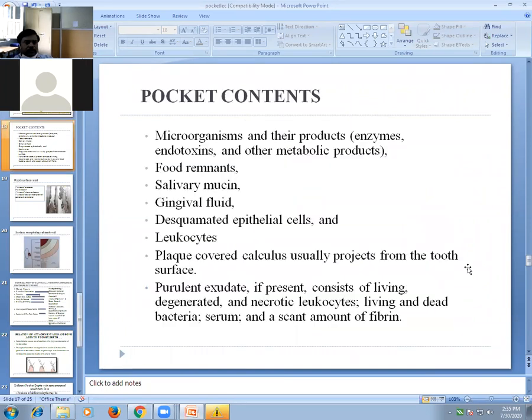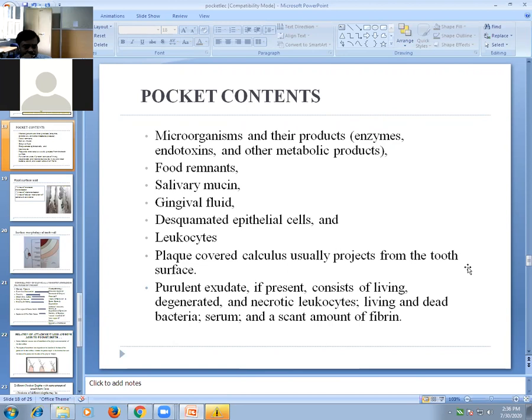So what are the contents of your periodontal pocket? The periodontal pocket contains basically microorganisms and their products like enzymes, endotoxins, and metabolic products of microorganisms. Food debris, salivary mucin, gingival crevicular fluid, desquamated epithelial cells. Different cells like neutrophils, leukocytes, and plasma cells. Then plaque covered calculus usually present on your tooth surface. And there may be a purulent exudate or discharge from the periodontal pocket. These are the contents of your periodontal pocket.